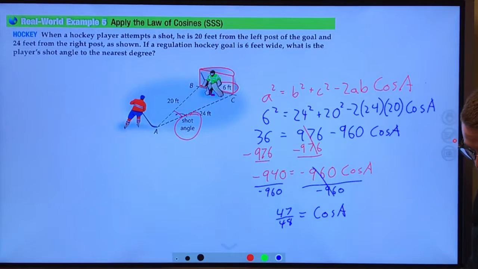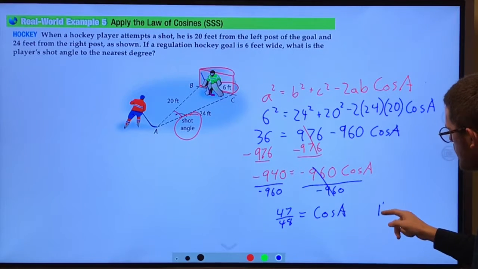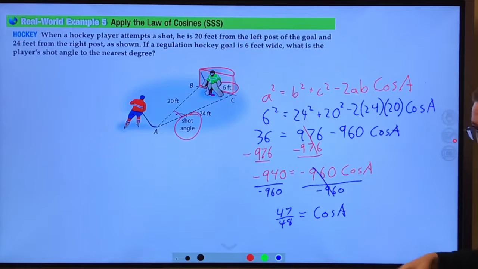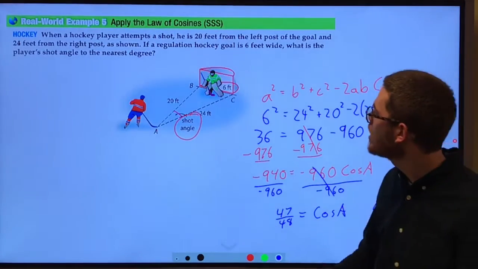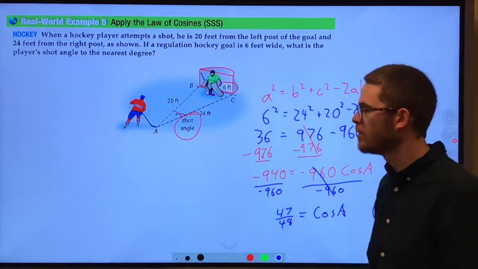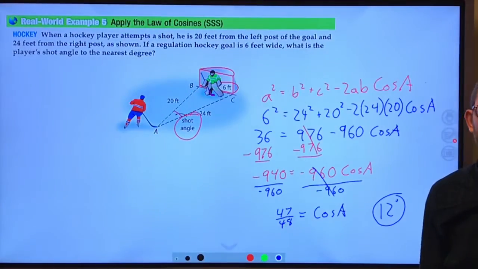Inverse cosine both sides. We know that's where we're going here. And I get 11.71. This is to the nearest degree, so that comes out to be 12-ish degrees. And when we look back at this triangle, we're like, okay, that side over there across from A is way shorter than the other ones, so 12 degrees does not sound that crazy.